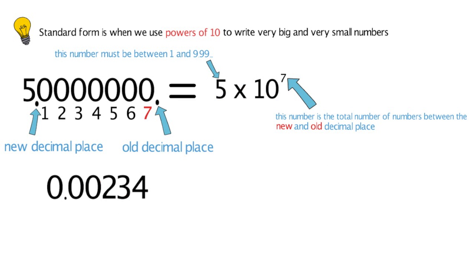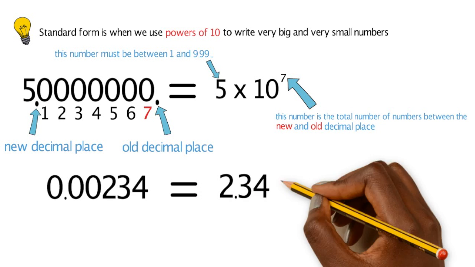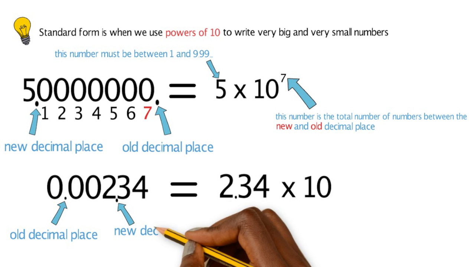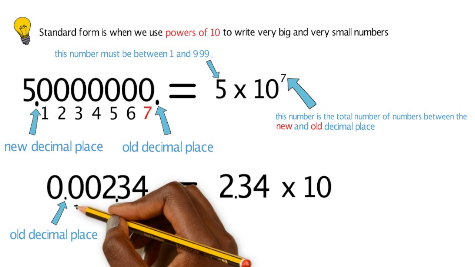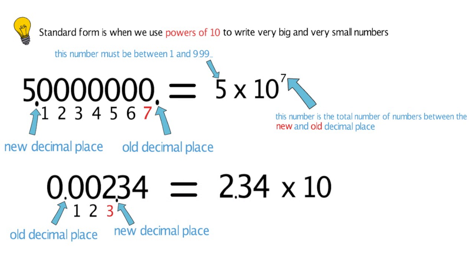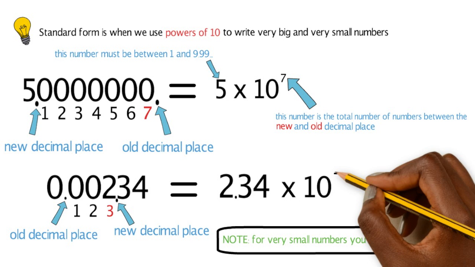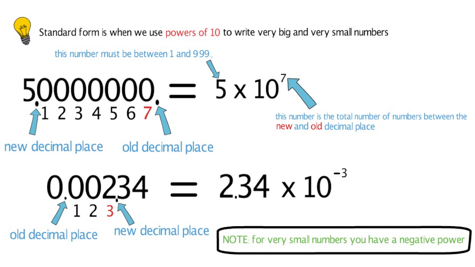Another question: if we have 0.00234, in standard form the first number would be 2.34 times 10 to the power of, well, we would put our new decimal place where the 2.34 is, and then we've got our old decimal place already. If we count in between those two decimal places, you've got 3 numbers. But before we write that, with small numbers you should note that your power would always be a negative number. So it wouldn't be 10 to the 3, it would be 10 to the minus 3.